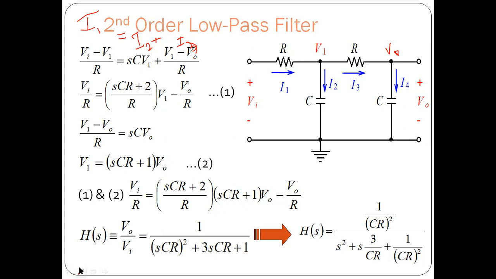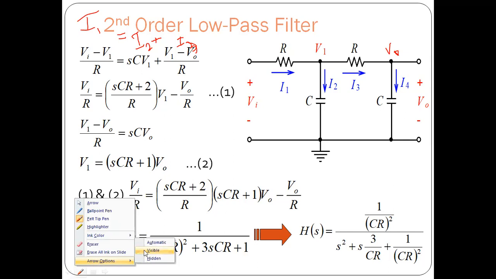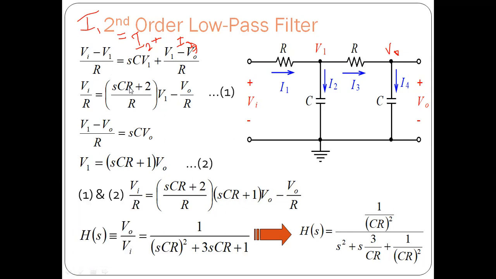So now if we go on solving this equation, Vi by R, we take minus V1 by R to the right hand side, taking V1 as common. So Vi by R is equal to (SCR plus 2) divided by R into V1, because here we are having two V1s, which become 2 into V1 divided by R, and minus V0 divided by R will be separate.